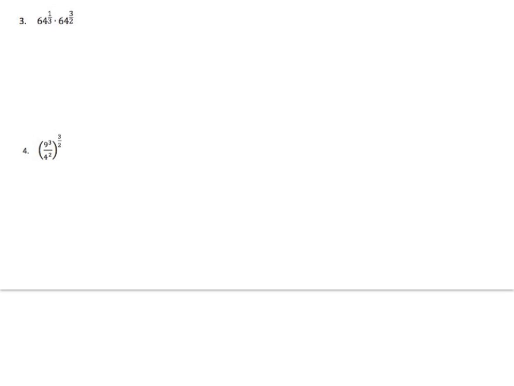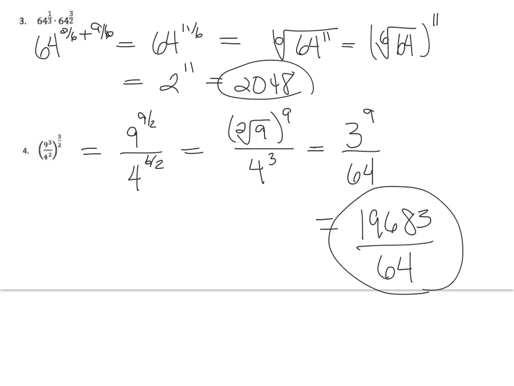Try these two on your own. Okay, I'm going to push pause. All right, with these two examples, you can see what I did. Added my exponents. I needed common denominators, so I got 64 to the 11 over 6, which I changed into a radical. 6th root of 64 raised to the 11th.